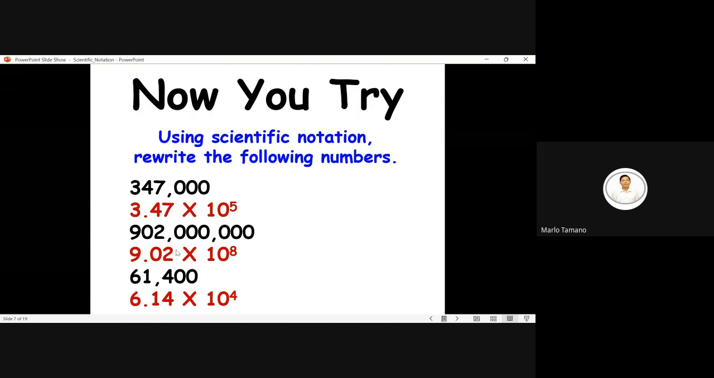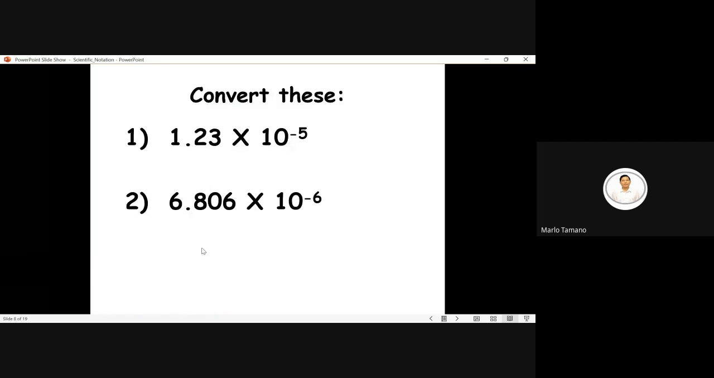So what did you notice about the exponent of our base 10? All the exponents of this power of 10 are what? Positive. Correct? Yes po. So alam ba ninyo na pwede ring negative? Okay po? This one. Convert this. We have here the scientific notation. We will rewrite it in standard form.